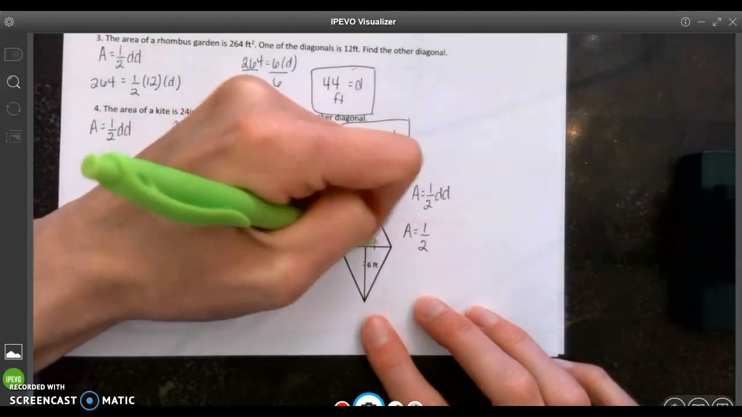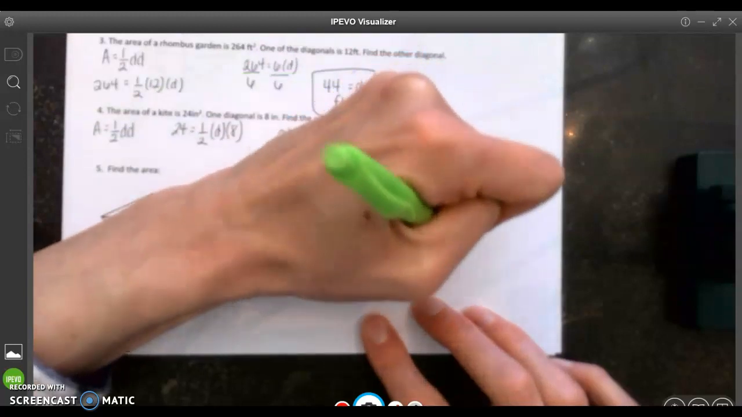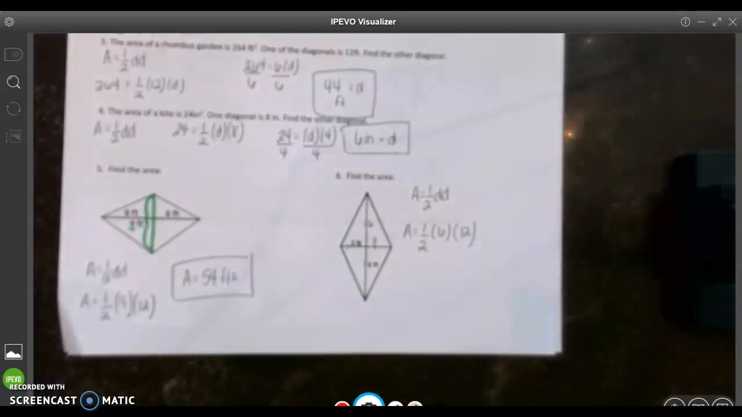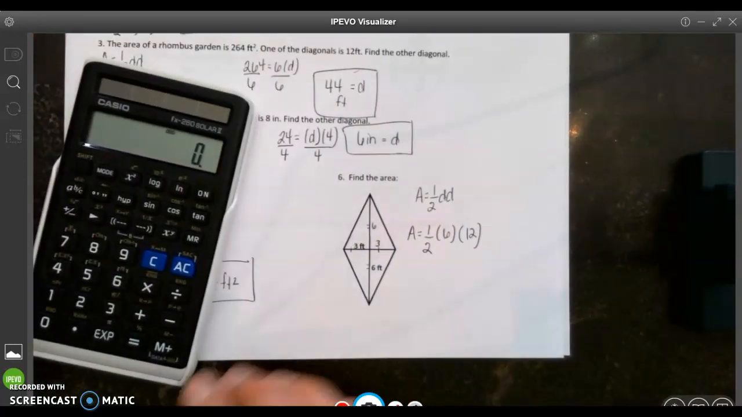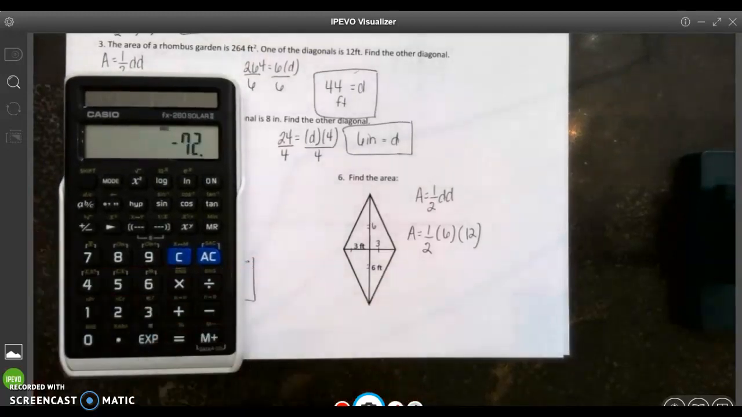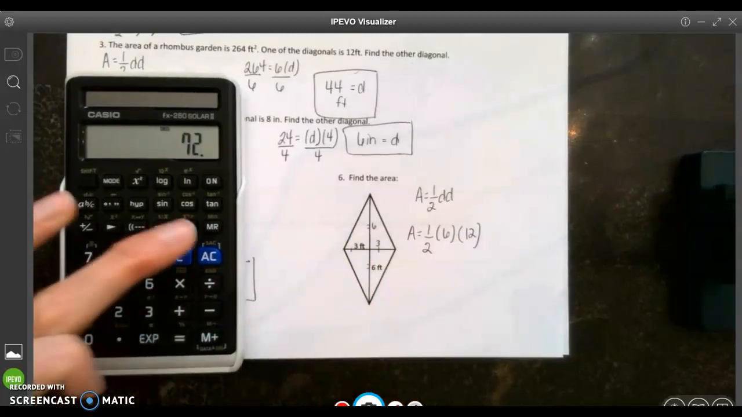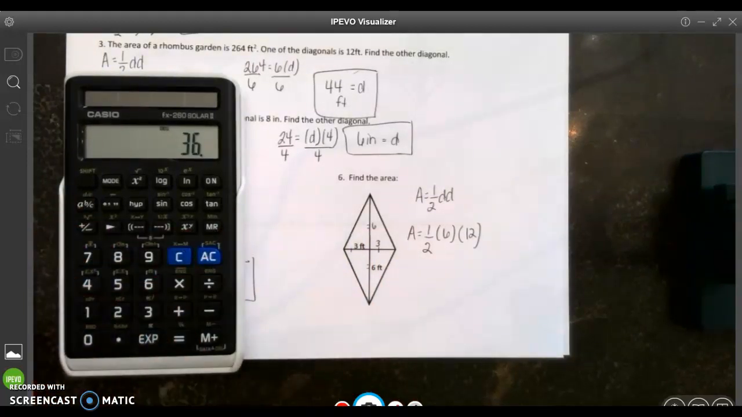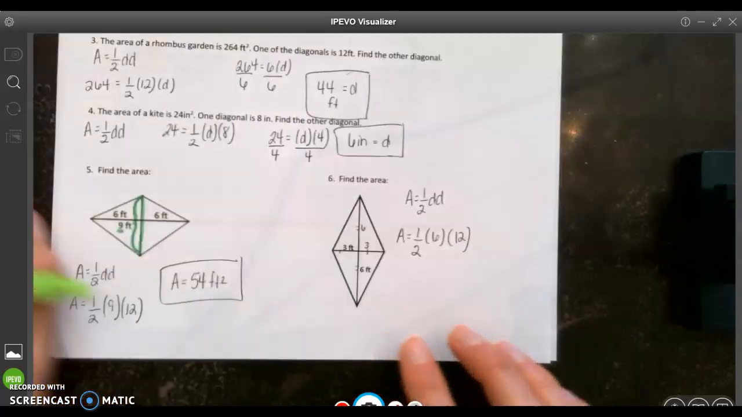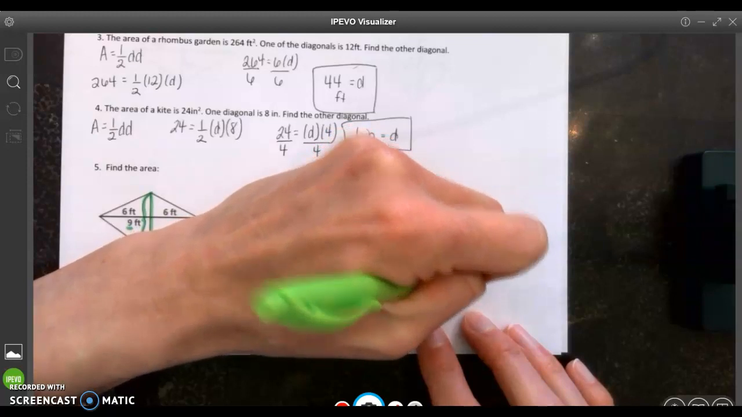This horizontal diagonal, 3 plus 3 is 6. The vertical diagonal, 6 plus 6 is 12. And then I can multiply. 12 times 6, oops, I have a negative in there. 12 times 6 is 72. I want half of 72, so I divide by 2, and the area is 36 feet squared.